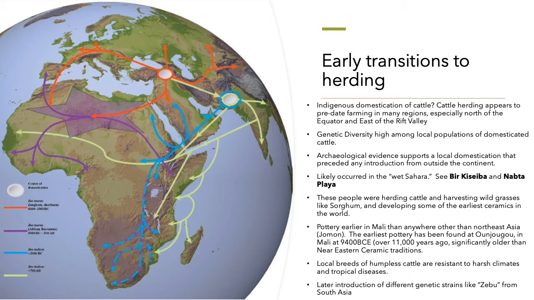And there is almost certainly an indigenous domestication of cattle centered in the Sahara region during this African humid period that we've been discussing. And it predates farming in many regions, especially north of the equator and east of the Rift Valley. And it's important that we have this archaeological evidence supporting a local domestication that preceded any introduction from outside the continent. This is a local tradition and likely occurred in the wet Sahara, and see the sites of Bir Kaseba and Nabta Playa that's discussed in your text.